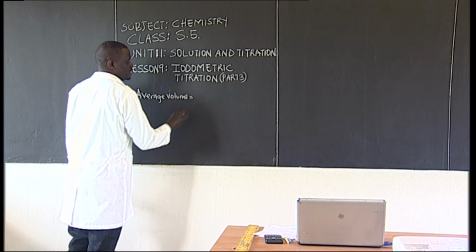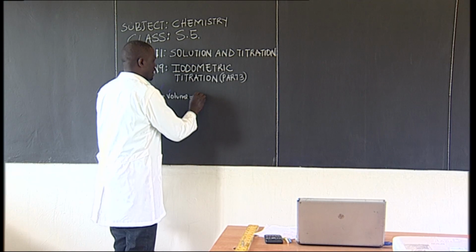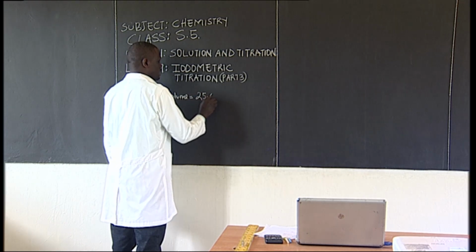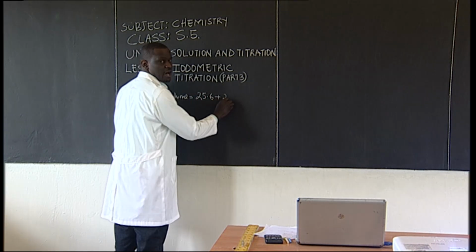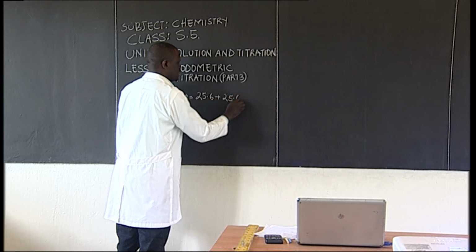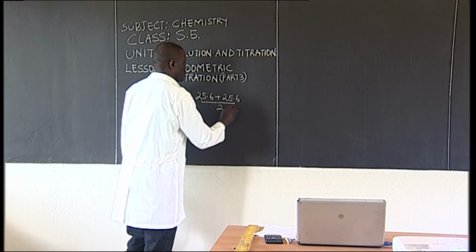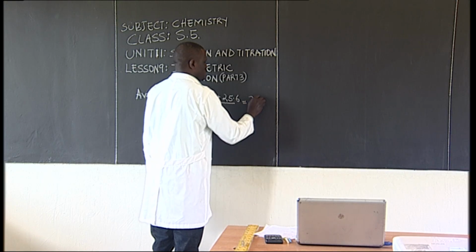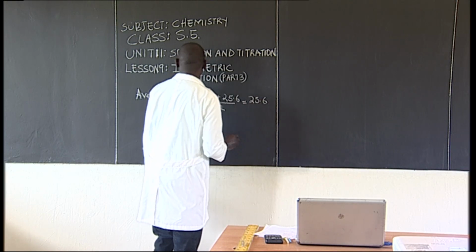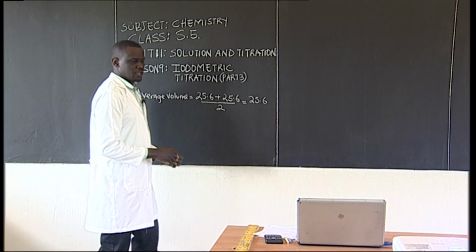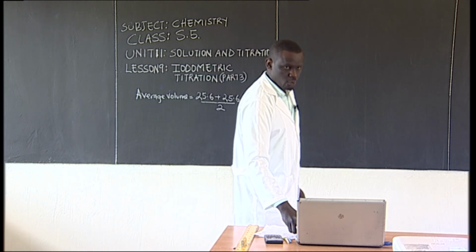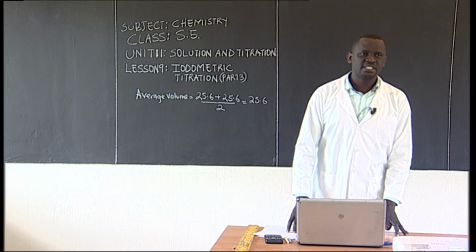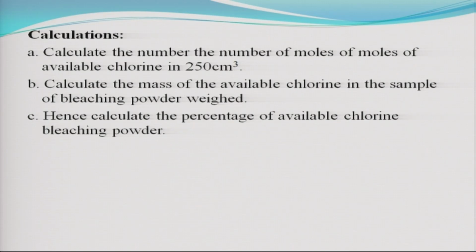So we shall say, actually they are similar, but we can just say 25.6 plus 25.6 divided by 2. Then we shall get 25.6. That is our average volume. Then now we go to our question. The question is asking us, calculate the number of moles of available chlorine in 250 centimeter cubed.